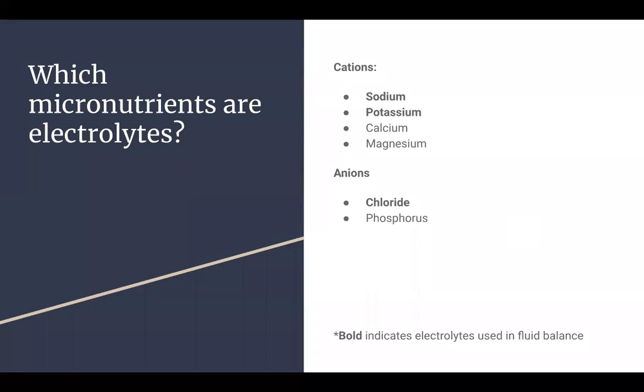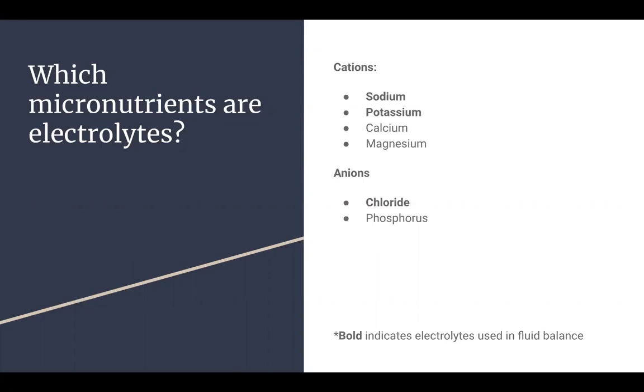All right, so which micronutrients are electrolytes? I've categorized them based on their positive or negative charge. Cations are the ones that are going to be positively charged ions. These include sodium, potassium, calcium, and magnesium. And then anions, these are the negatively charged ions, and these include chloride and phosphorus.